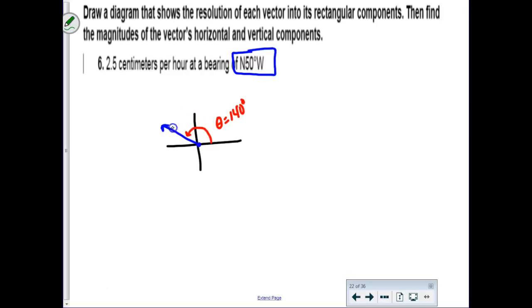All right, so the magnitude of this, though, is 2.5 centimeters per hour. Oh, man, I can't fit that. That says centimeters per hour. All right, so components. The horizontal component would be 2.5 times the cosine of the angle. Make sure it's the angle measured from the positive standard position x-axis, 140, comma, 2.5 times the sine of 140. So this time, you should be getting a negative x and a positive y again. Cool.